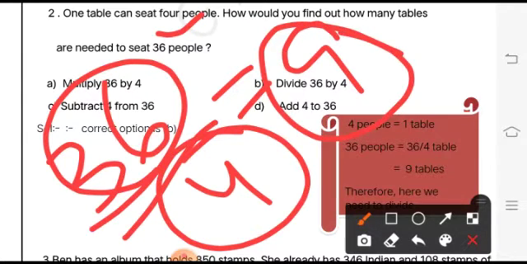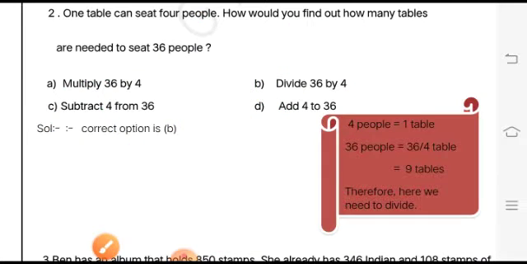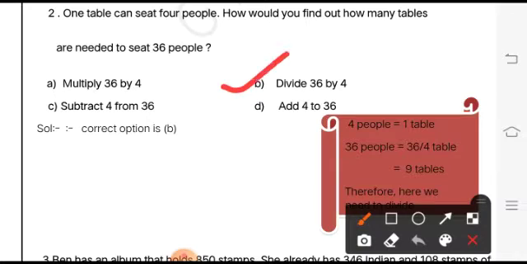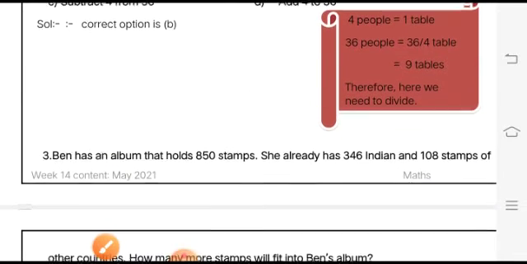So here the question is that we have to choose which of the given operations will help us in solving this question. And of course multiplication, subtraction and addition will not help us. It's only division that will help us in calculating the number of tables. So please take option B here as well.